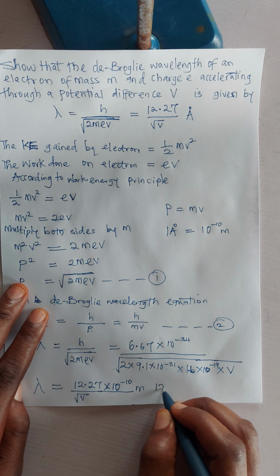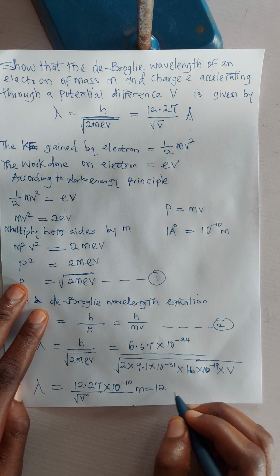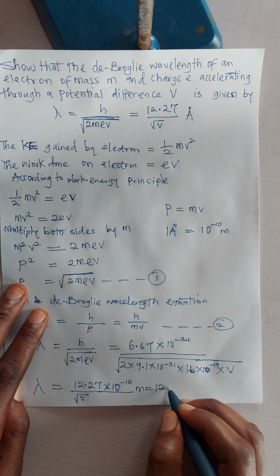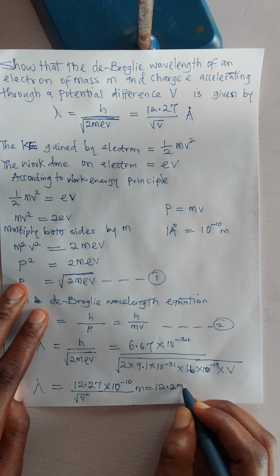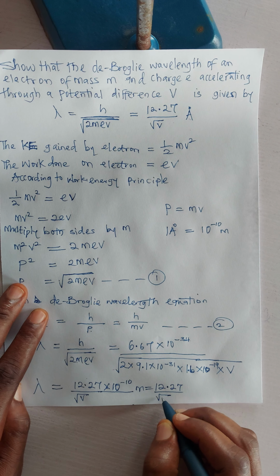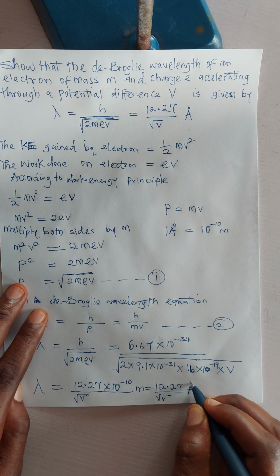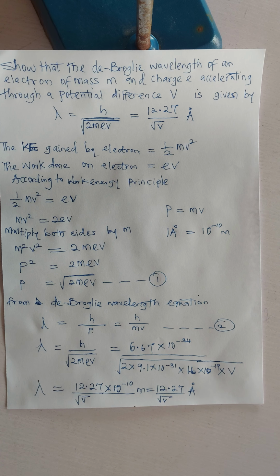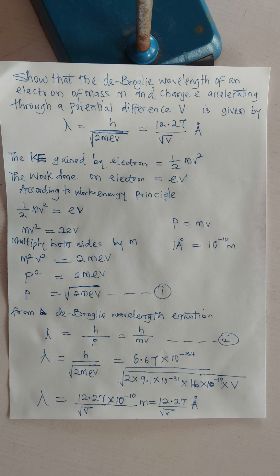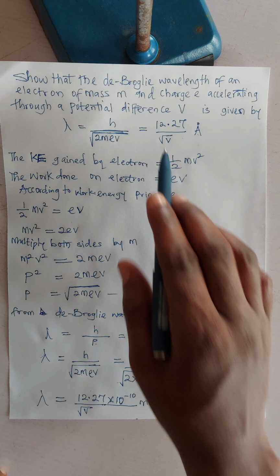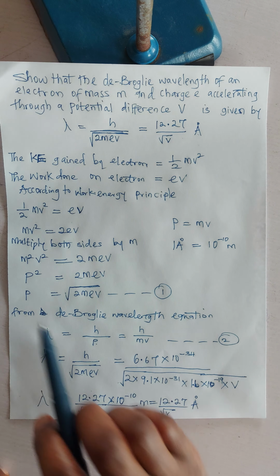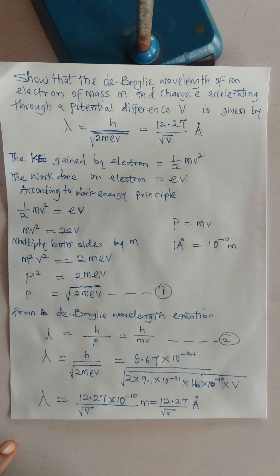So I'm going to have lambda equal to 12.27 all over square root of V Angstrom. So this is how to derive the wavelength of an electron accelerating through a potential difference V.